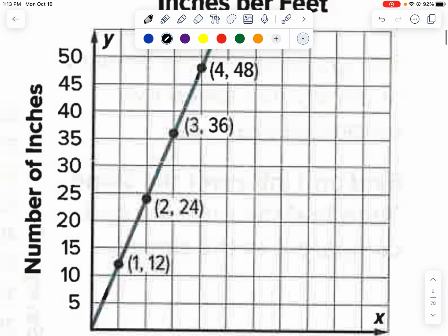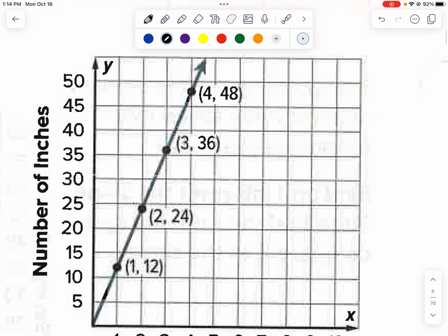Now we're going to do the same thing here. The change in y over the change in x. And just so that I'm showing it, it doesn't have to be the exact same points. I may want to do this point to this point. Oh, I should have done this a different color.